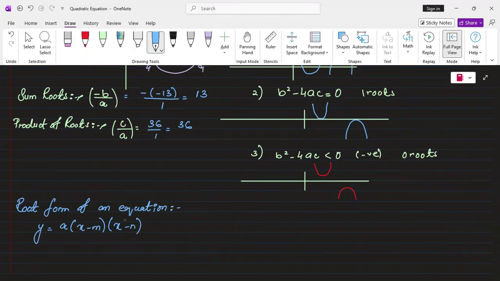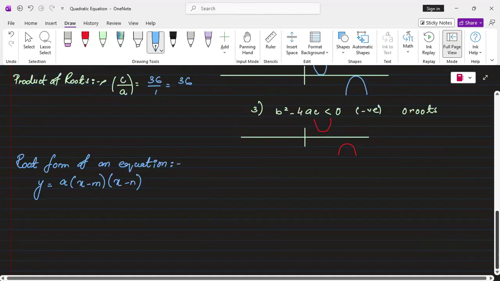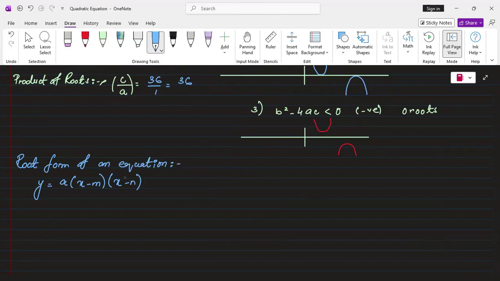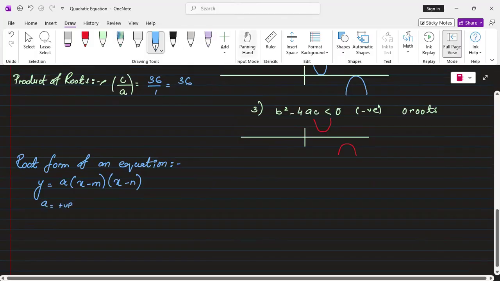So if the root form of the equation is given to you, just having the root form equation, how can you identify the coordinates of the turning point? So how can I do that? Let's see. I know this A would represent simply the shape of the graph. If A is positive, then the curve is a happy face. If A is negative, then your curve would be a sad face.